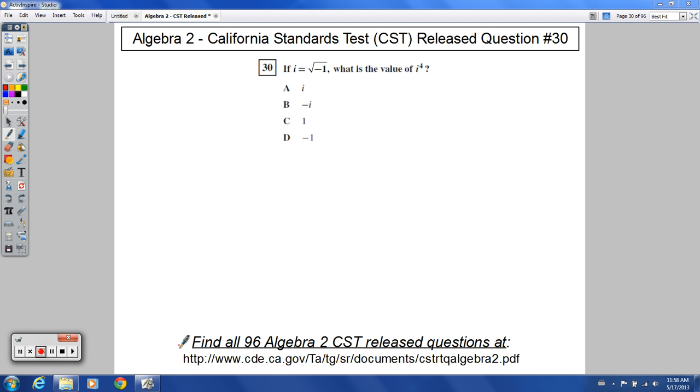Welcome to release question number 30 for the Algebra 2 CST questions. It says if i equals the square root of negative 1, what is the value of i to the fourth power? So let's work it out here.